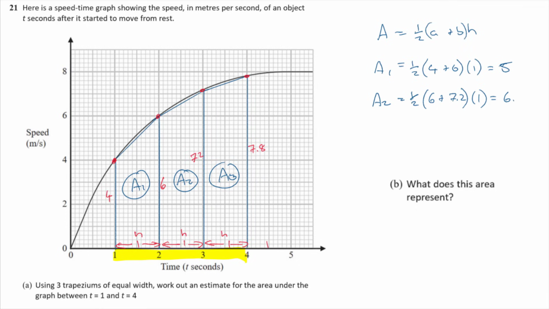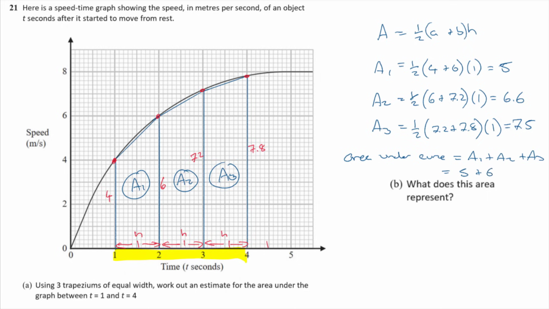6.6. And then I've got A3, which is a half of 7.2 plus 7.8 times by 1, which is, well, 7.2 and 7.8 is 15. 15 divided by 2, that is 7.5. Okay, so the area under the curve then is going to be equal to a1 plus a2 plus a3, which is 5 plus 6.6 plus 7.5.